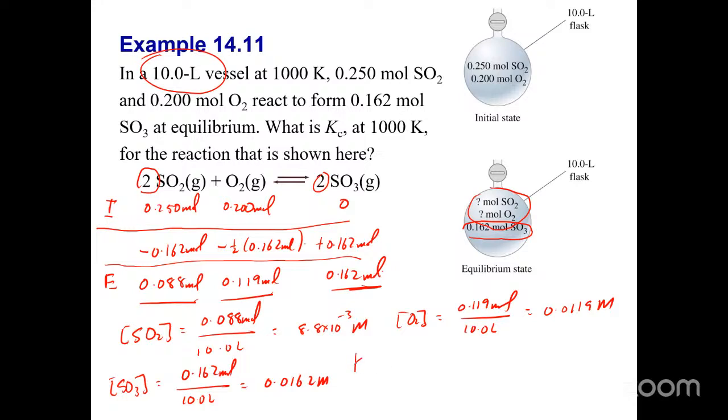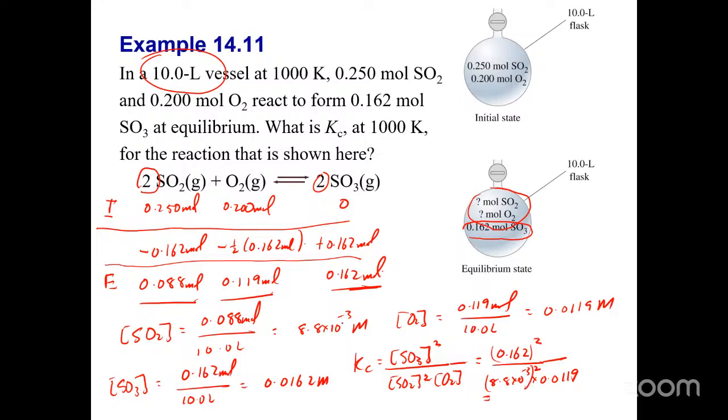So now that we have the molarities at equilibrium for all the different components in the system, we can calculate Kc. And based on the balanced equation, the Kc expression would be the concentration of SO3 squared divided by the concentration of SO2 squared times the concentration of O2, and then we plug the numbers in. So for SO3, that would be 0.162 squared divided by 8.8 times 10 to the minus 3 multiplied by 0.0119, and then we work these out. Very important, this should be squared.